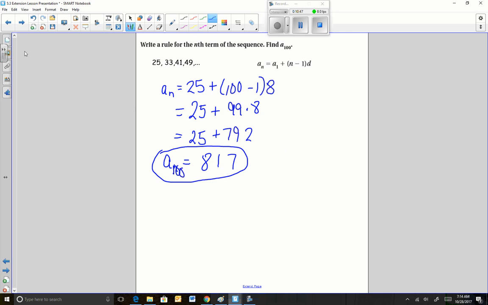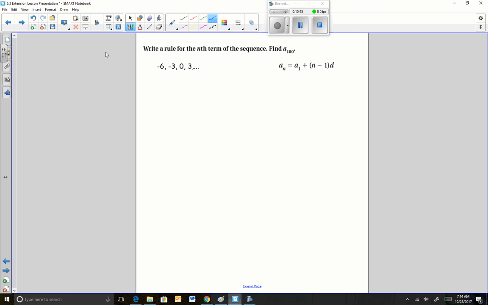All right, let's take a look for you guys to do one. Try out this question. Write a rule for the nth term of the sequence. Find the 100th term again. We happen to be using 100 every time, okay? Let's change that a little bit. Let's get rid of that, and let's make it the 10th term. So I would like you guys to do the 10th term, which means you're going to put a 10 in here. Pause your video, give it a try.